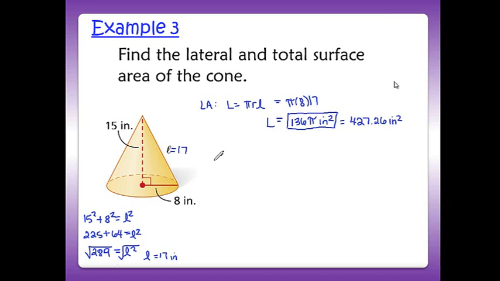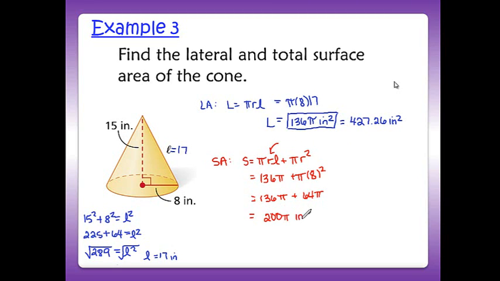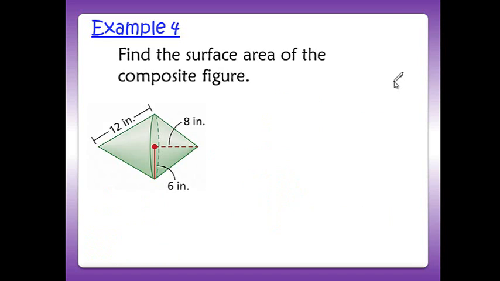Okay, now we can find our total surface area, which is the same as the lateral, plus the area of the base, which is always pi r squared. So I can take what I found from my lateral and put it in there, plus pi times 8 squared. We get 200 pi square inches, which is approximately 628.32 square inches.